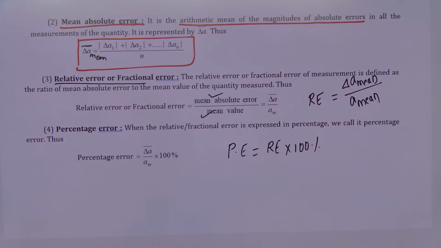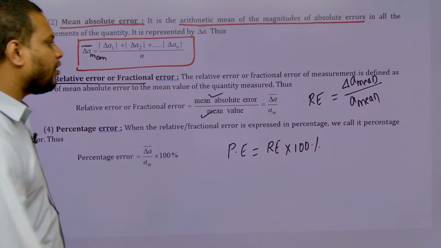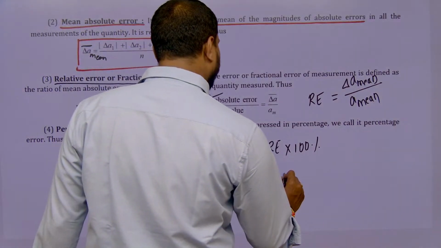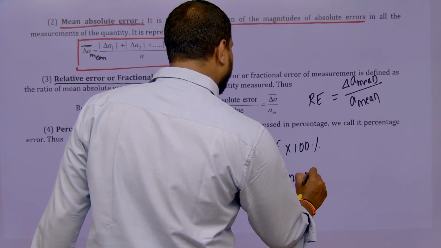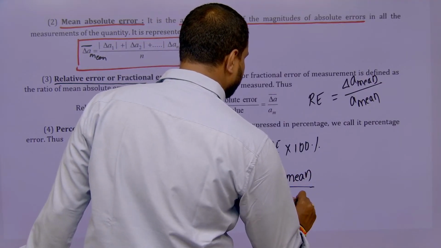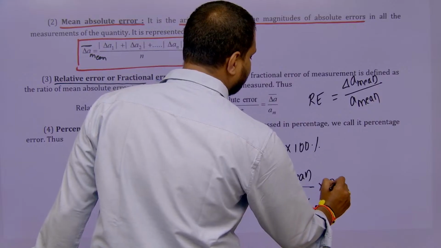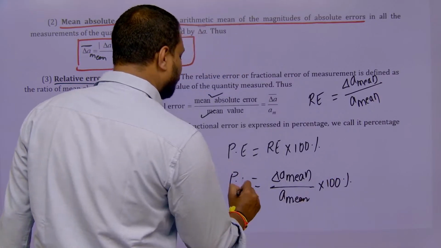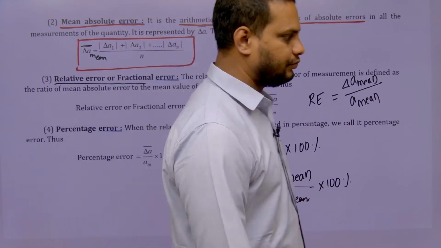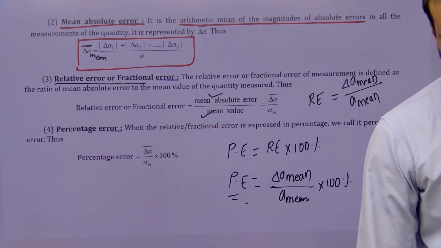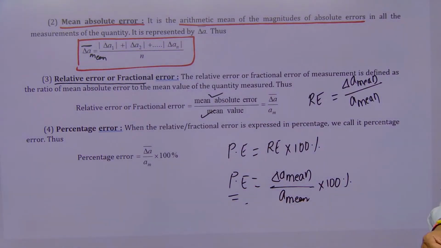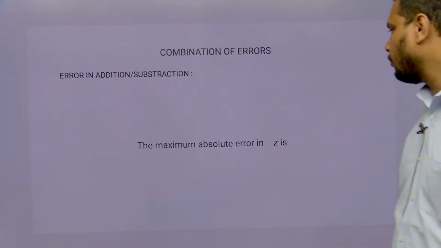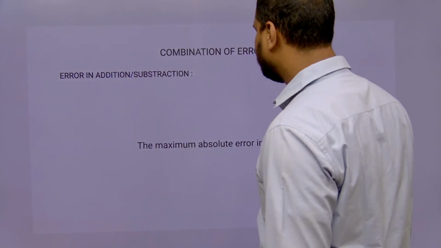Got it? So what is relative error? Relative error is once again delta a mean divided by a mean, or a true value, into 100%. So this is percentage error. Okay, then keep the heading: combination of errors.